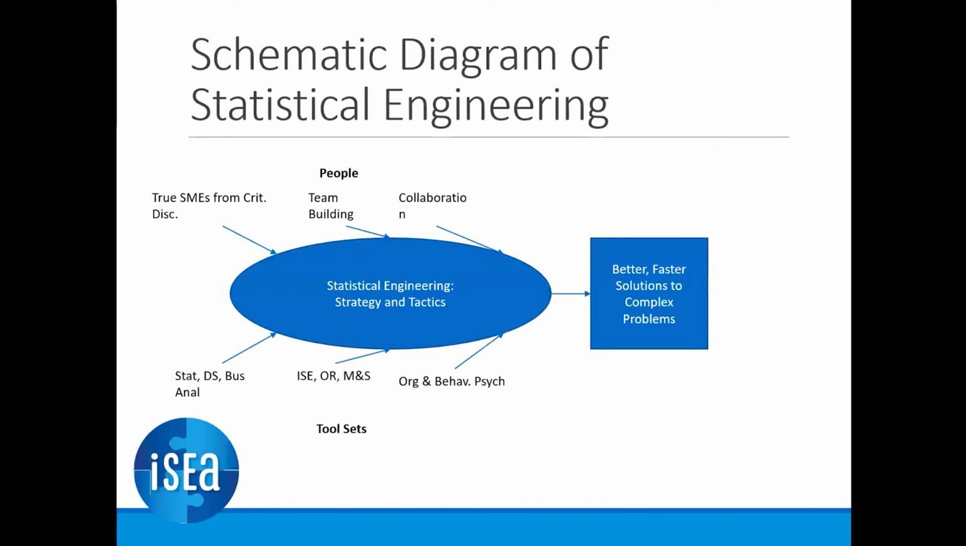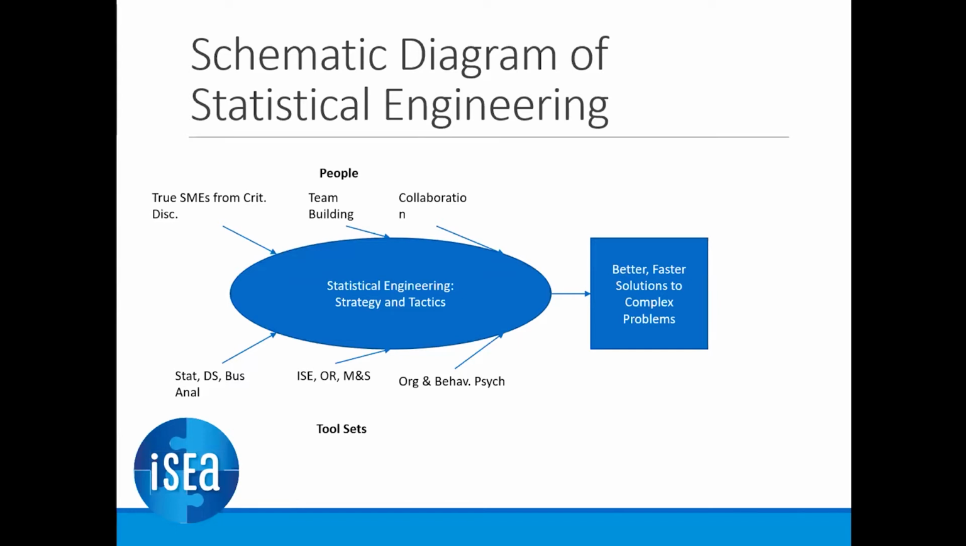I like this schematic. It's me as a very poor PowerPoint engineer, but I like to think of statistical engineering in terms of the people and the tool sets. In the center, statistical engineering is the strategy and the tactics, and its goal is the box, better, faster solutions to complex problems. But how do you do that? Well, you got to have the right people in the room. So the true subject matter experts from the critical disciplines for this problem. You got to build the team. And you got to be able to collaborate. Collaboration is essential for success.